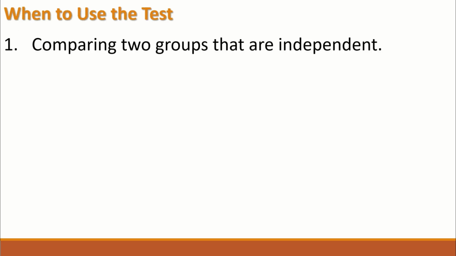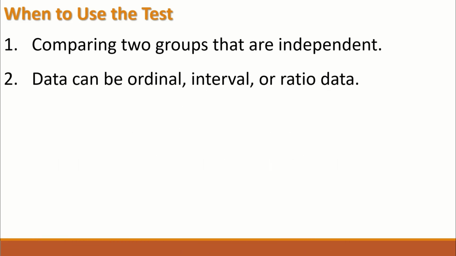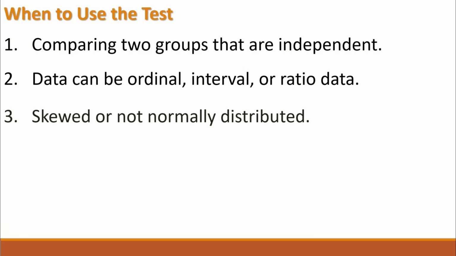So when to use the test? Use the test to compare two groups that are unrelated, not matched, unpaired, independent. Used when the data are ordinal. Ordinal data is categorical data with order in it, such as the Likert scale, which is used in questionnaires and surveys. Or the data are continuous, interval, or ratio data but lack normality.